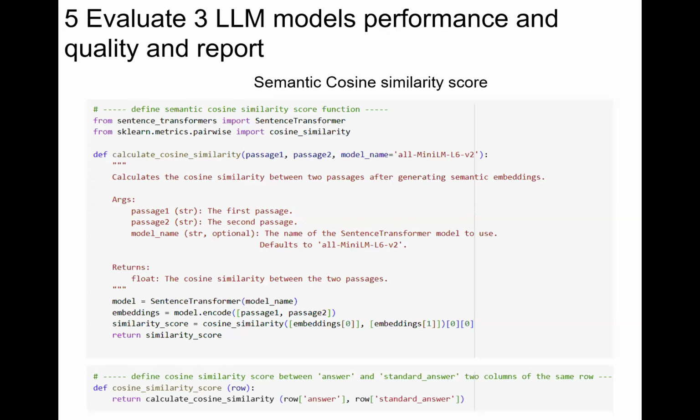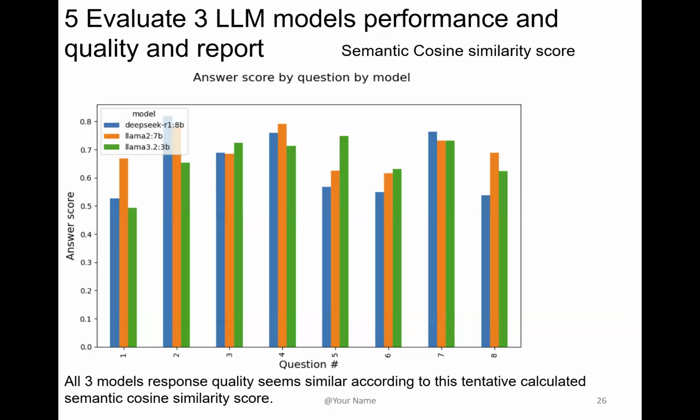To see the quality of the response, we can utilize the semantic cosine similarity. This is the function. Simply, we load the semantic model, and then we calculate the cosine similarity, and then we apply this function to the data frame where we collected all the answers, and we also combined the standard answer. So we generated the semantic cosine similarity score for every response from every model. After that, we can see that quality-wise, these three models are really not that different.